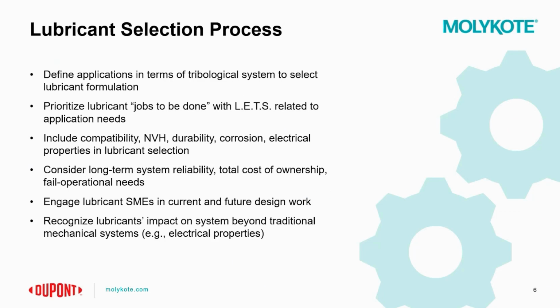So overall, we can summarize the lubricant selection process in 6 steps. The first step of selecting a lubricant would be to define the application in tribological terms by determining the friction dynamics of a given application.